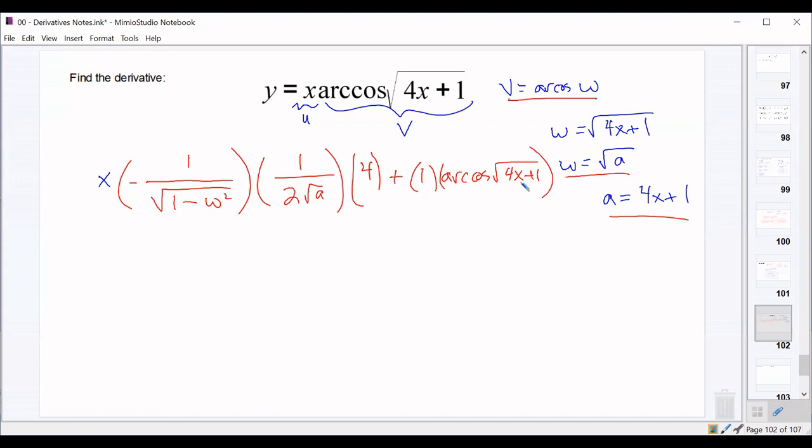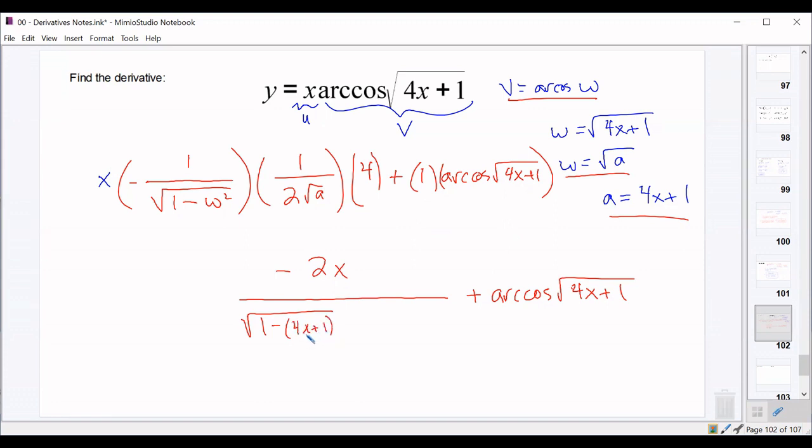The second half of this, the arc cosine root 4x plus 1, doesn't need to be simplified at all. The first part of it does. First off, 4 and the 2 will cancel out and give us a 2 in the numerator with this x. So we'll have a negative 2x in the numerator. And in the denominator, we'll have the square root of 1 minus w squared. W is root 4x plus 1, so w squared is just 4x plus 1. Make sure that that goes into parentheses.